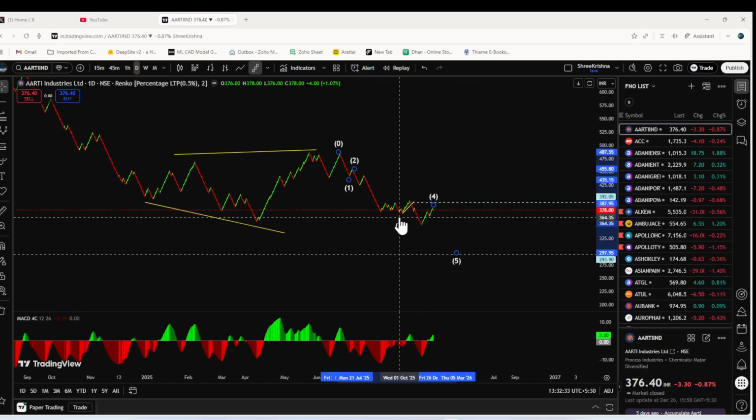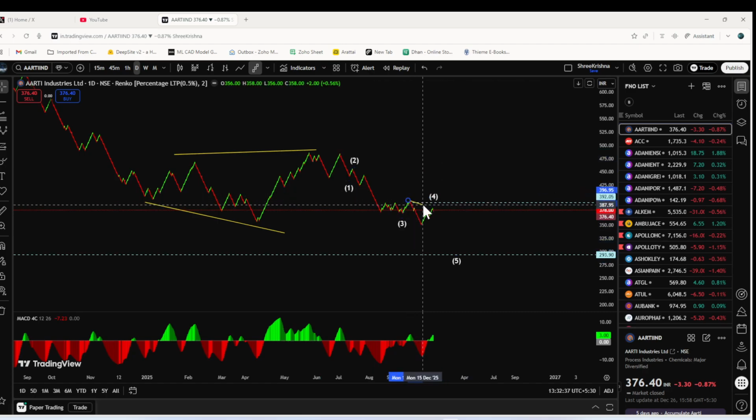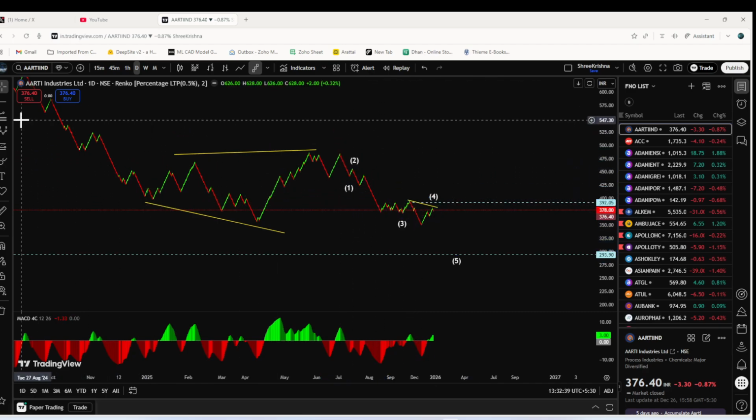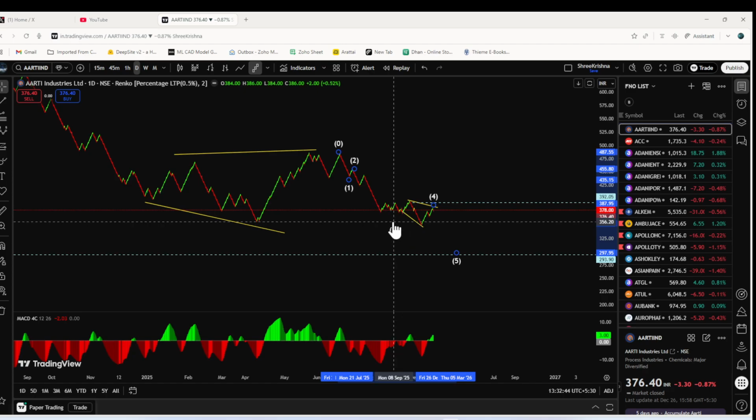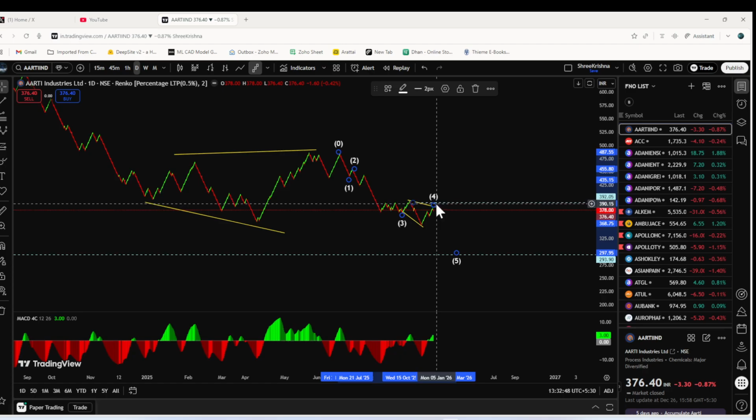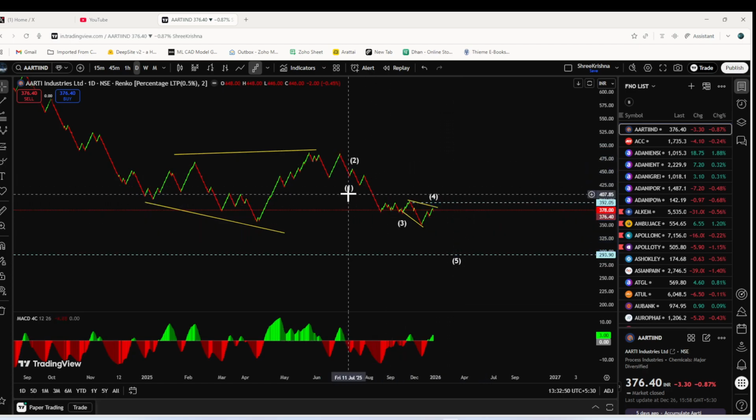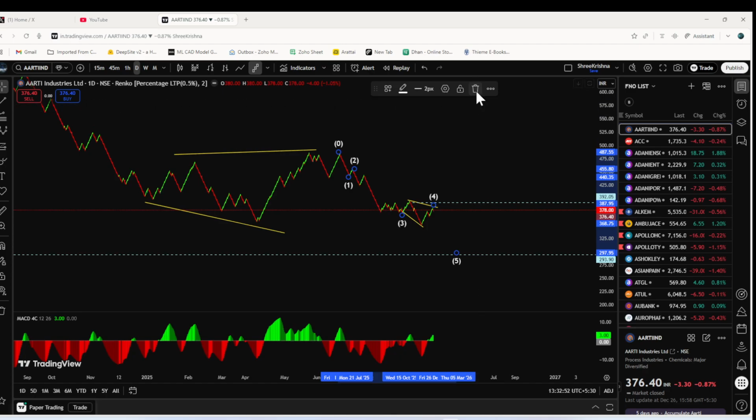And this becomes actually an expanding flat over here. This is an expanding flat, or we can call it a running flat. A, B and C. Once this completes, it is coming down. This is how it basically works in Elliott wave theory.